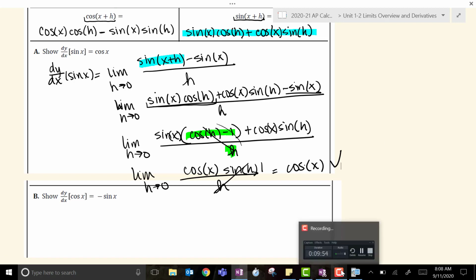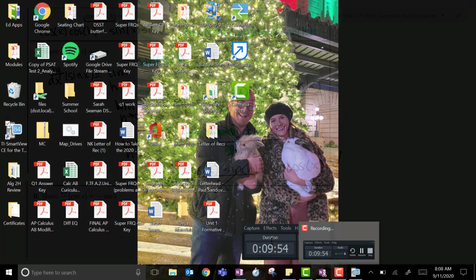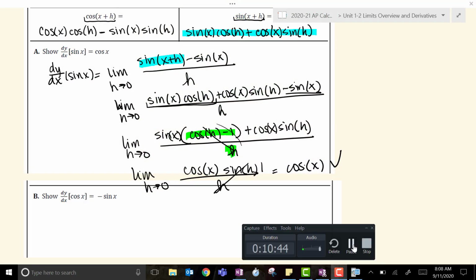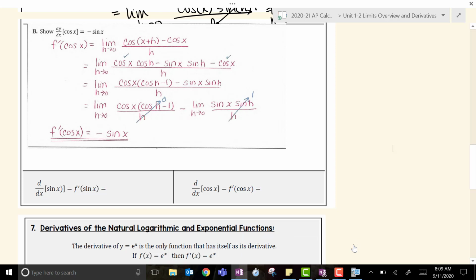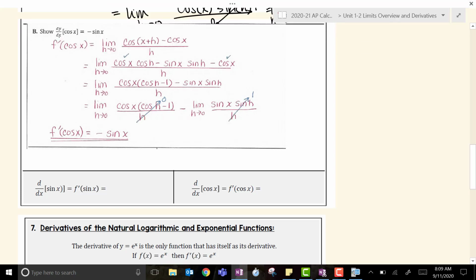I'm going to give it a pause here if you want to try sine of x on your own, and then I'm just going to throw in that answer so you can check your work. All right, there is that work and that proof, if you took time to pause and get that done. So all in all, our summary is that the derivative of sine of x, or f prime of sine of x, is cosine of x. And then the derivative of cosine of x, f prime of cosine, is going to be negative sine of x.